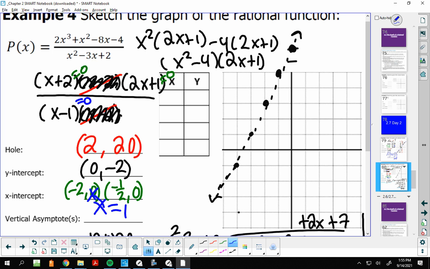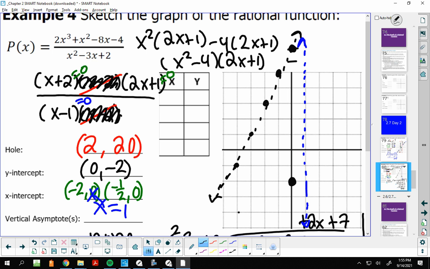X equals 1 is our vertical asymptote, so let's get that in here. We got our y-intercept at 0, -2. So let's graph. We already graphed 1 to the left is our y-intercept, and 1 to the right is 2, 20. We already have that point because it's our hole. So when x is 2, it's 20, so I'll show you what's going to happen up there.